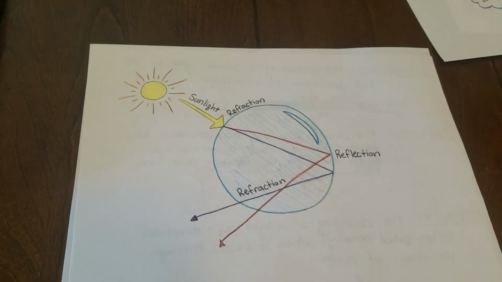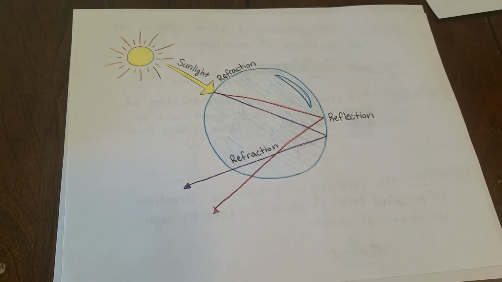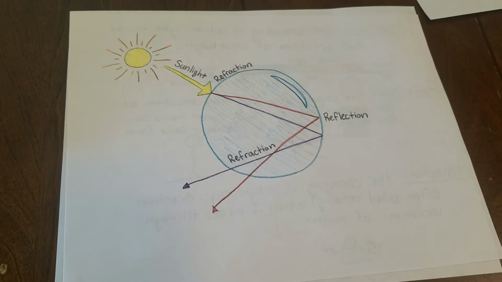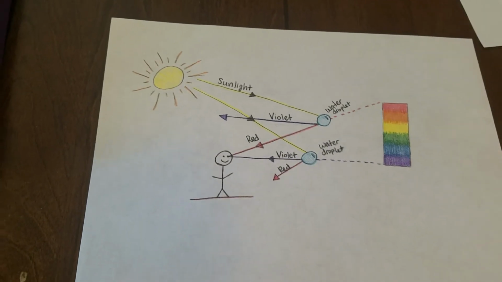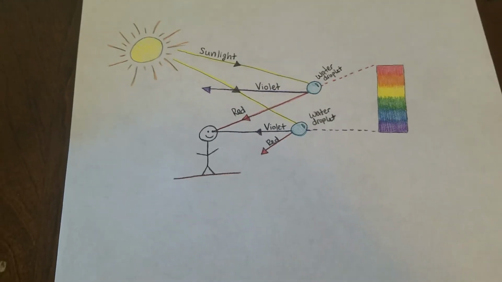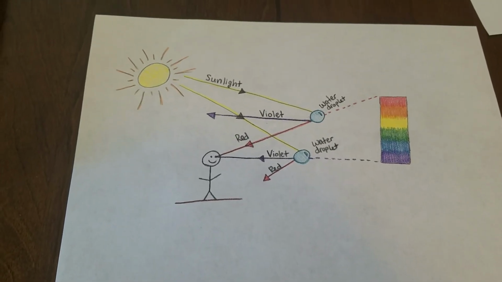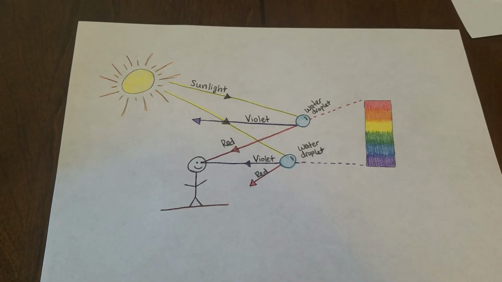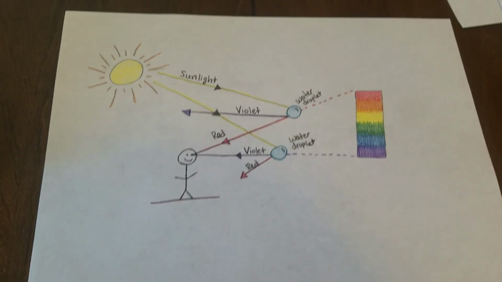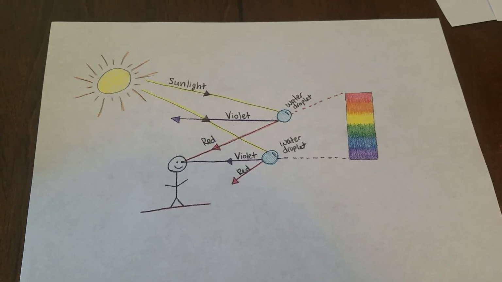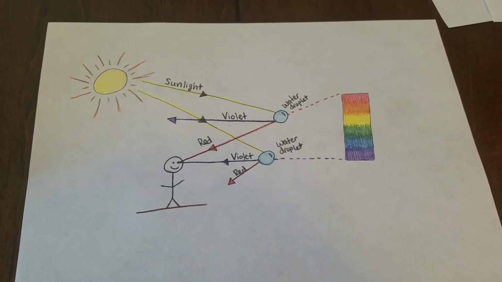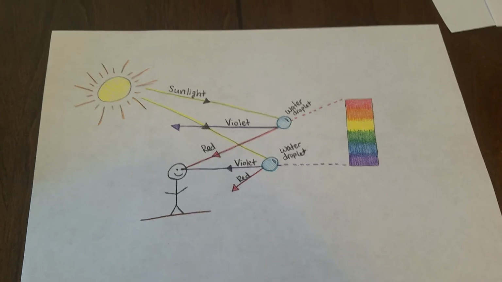So how does this work with what we see? Because here it kind of just looks like a couple lines of light going through a water droplet. So here we have our cute little person, and the sunlight is behind him and the water droplets are in front of him, and this is generally the scenario of how the lighting should be when you are seeing a rainbow.